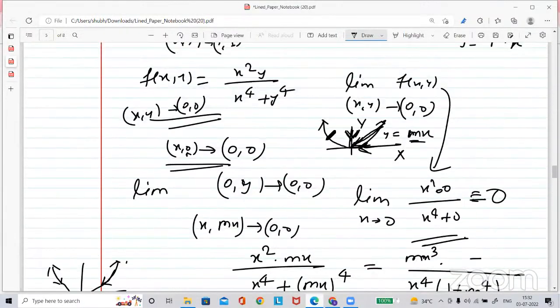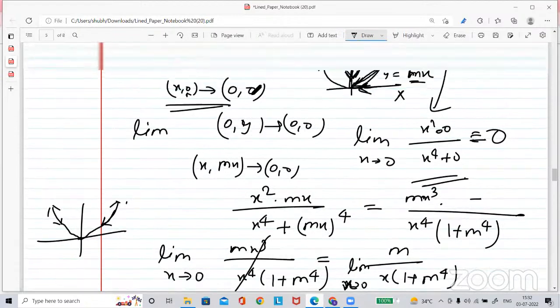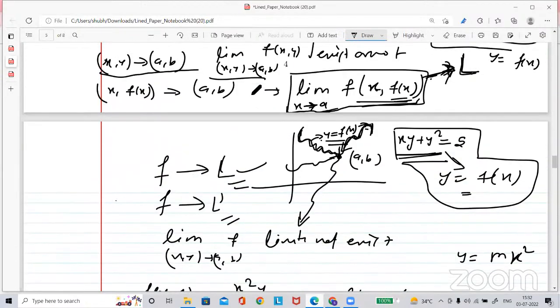Sir, there are many ways to prove that a limit does not exist, right? Is there any way to prove that a limit exists? Let me tell you now. This is the way of showing that a limit exists. For this course we have only the sandwich theorem, which tells you how to find the limit. We have only one tool.